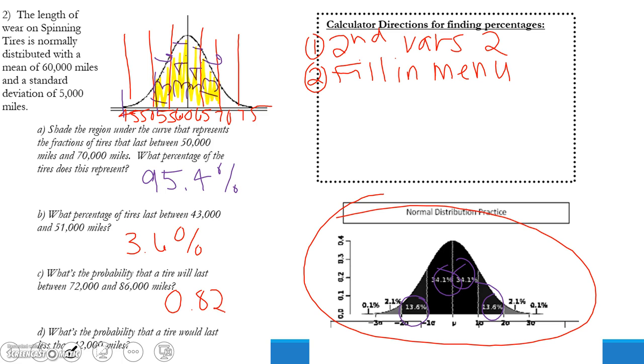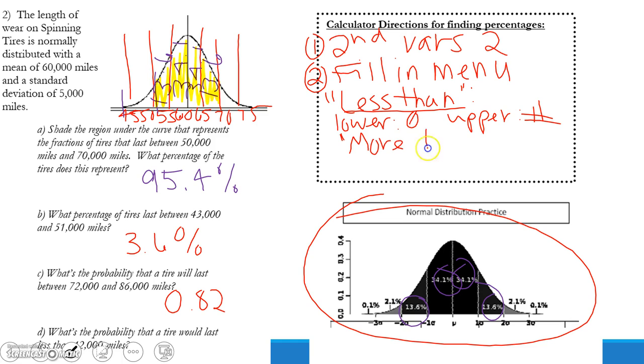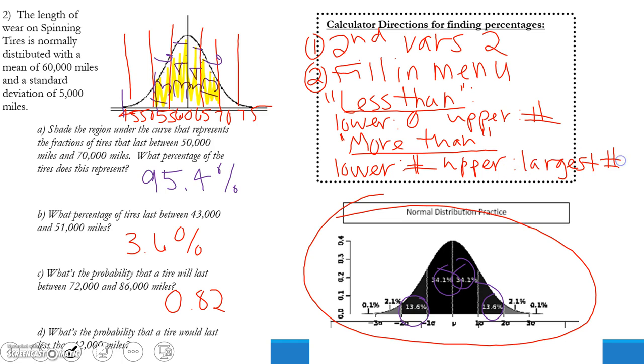If it only gives you one number, if it says less than, what you do is you put your lower as 0 and your upper as the number. If it had said more than or above or one of those kinds of words, you put your lower as the number that they give you, and for your upper you'd have to get the largest number on the bell curve. So in this case, if it had asked for more than, 75,000 would be your upper, but it said less than.